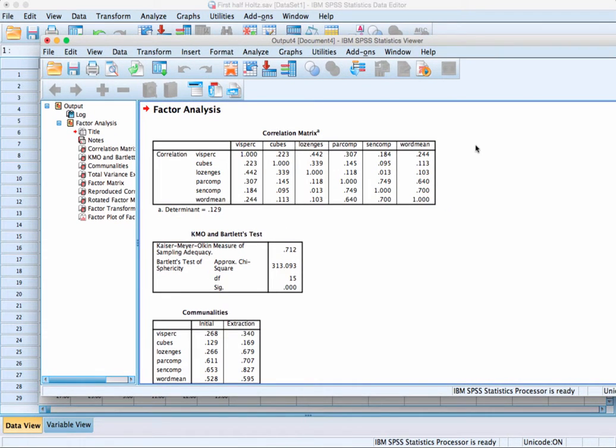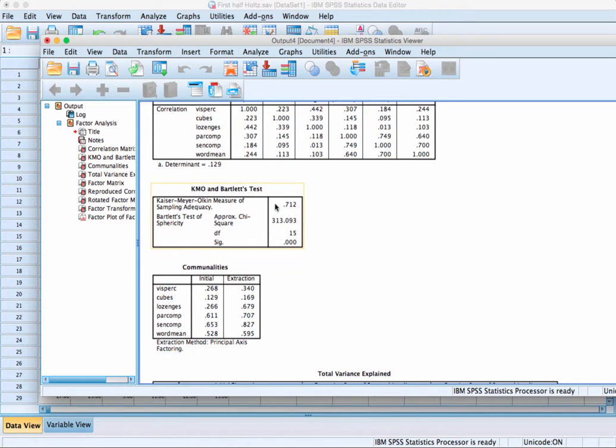So now for this part of my report, I have the output. I have the correlation matrix, which gives all the Pearson correlations between the pairs of variables in this data set. The determinant, 0.129, is an acceptable value. We want values above 0.0001. The reason we want values above that is that it signifies that the correlation matrix can be inverted and the factor analysis can proceed.